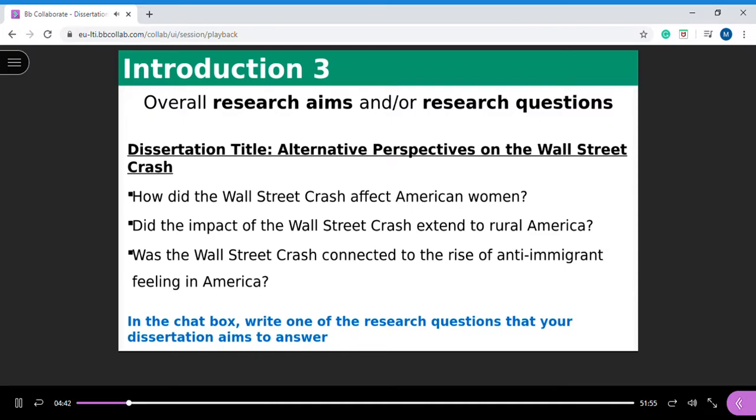For example, if your dissertation title was Alternative Perspectives on the Wall Street Crash, some of the key research questions you may want to address could include: how did the Wall Street crash affect American women? Did the impact of the Wall Street crash extend to rural America? Was the Wall Street crash connected to the rise of anti-immigrant feeling in America? So it's thinking about what are the core intellectual questions that your dissertation is going to engage with and attempt to answer.